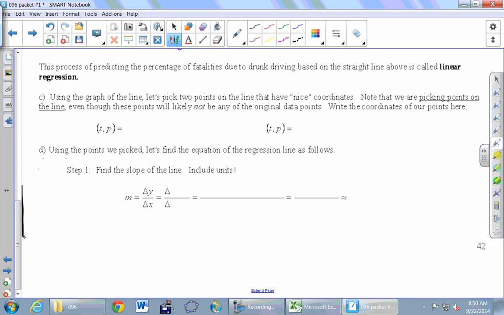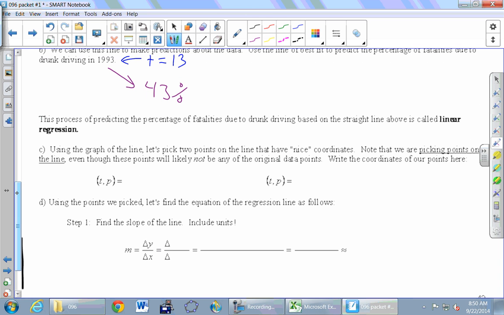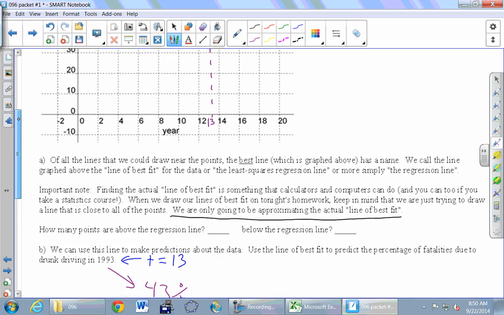Okay, so now we're going to do some stuff that looks familiar, things that we've done this semester already. So what we're going to do is part C. Use the graph of the line to pick 2 points on the line that have, quote, nice coordinates. We're picking 2 points on the line. We are not picking 2 data points, although if one of them happens to be on the line, that's fine. But you are not picking data points here. You are picking 2 points that are on the line.